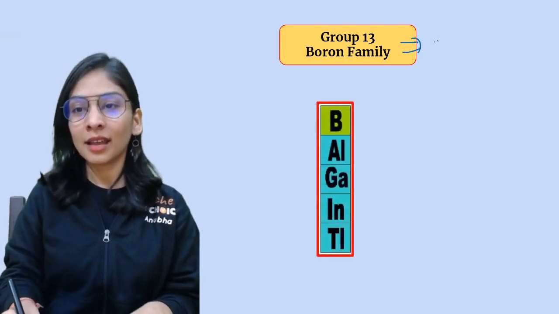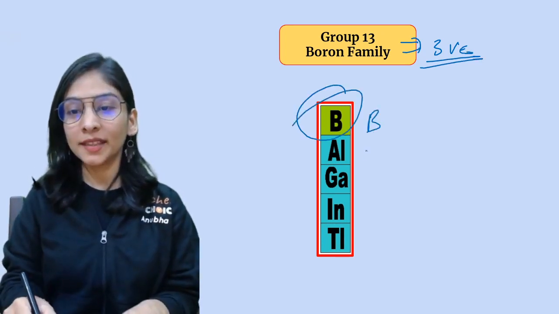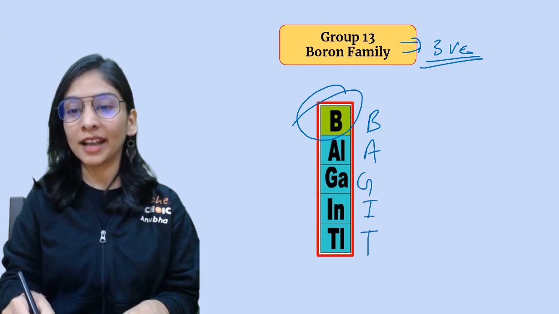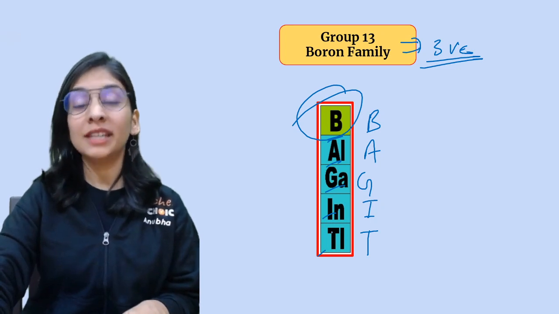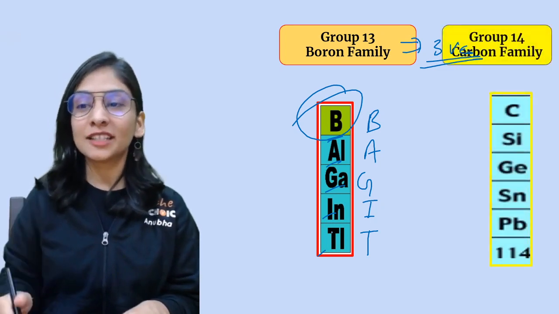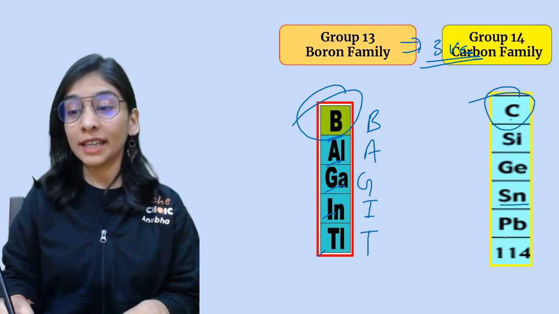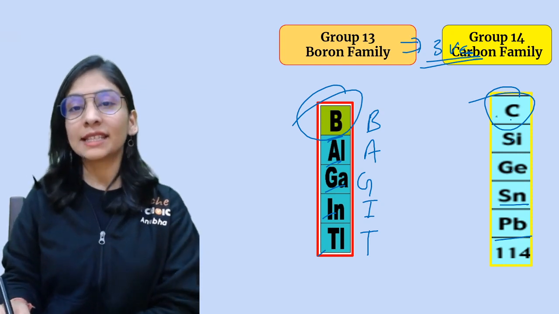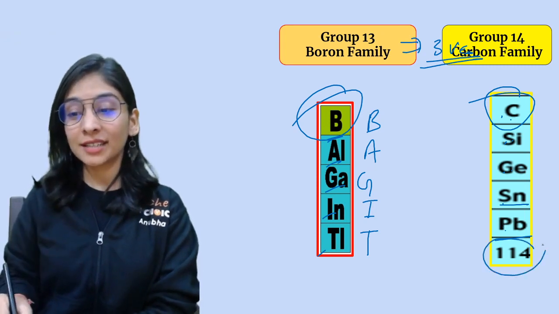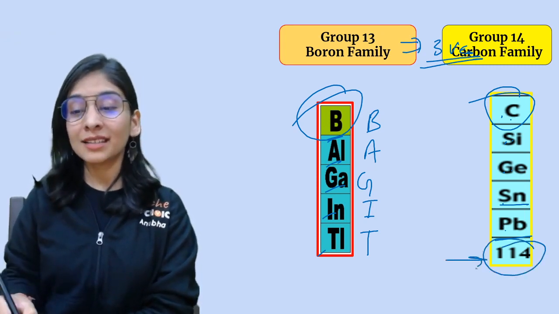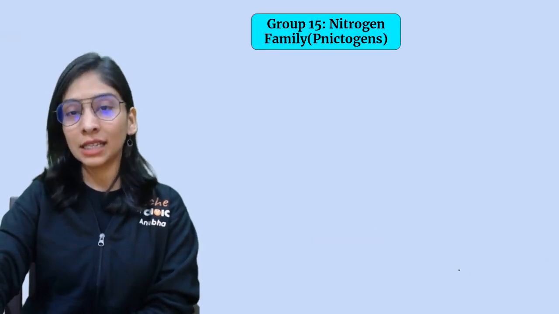Group 13, three valence electrons. The first element gives it its name, boron family. How to remember this? Just remember a very famous brand, Bagot. That is boron, aluminium, gallium, indium, thallium. All right. Group 14 is your carbon family, as the first element is carbon. Carbon, silicon, germanium, tin, and your lead. How to remember that? It's like: cute sister get small problem. Element 114 is something that you do not need to remember, because our last period is the one carrying radioactive elements that are not stable at all. So we do not study that much.